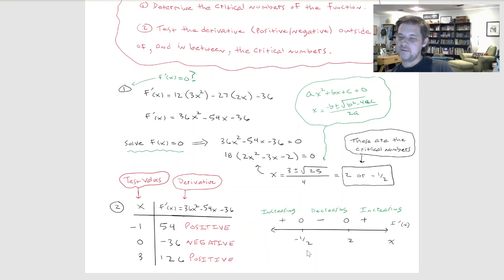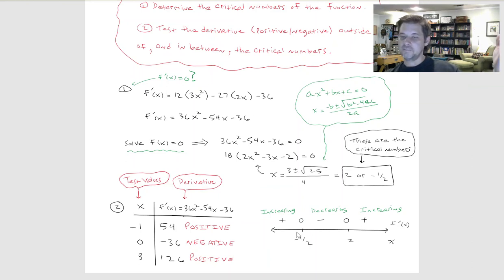I found negative 1/2 and 2. So I need to choose some values outside of and in between. It's like I want to test the water at every spot there is. If you imagine, I've got a number line right here, the x-axis. I know that the derivative is 0 when x is 2, and I know that the derivative is 0 when x is negative 1/2. I just need to test a number in each spot.